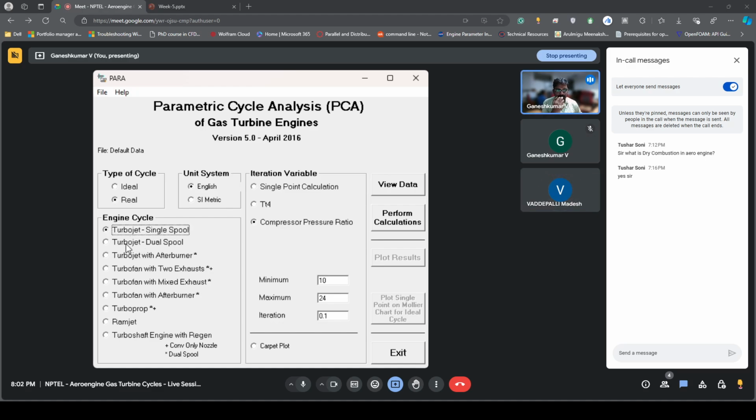So we have studied different turbojets, right? You must have gone through the course contents, so you must know turbojets and turbofan engines, right? Here you have a preliminary level software. It's for academic purposes, but there are a few additional advanced softwares also, like GasTurb. But you can start with this. So you have this turbojet and you have view data.